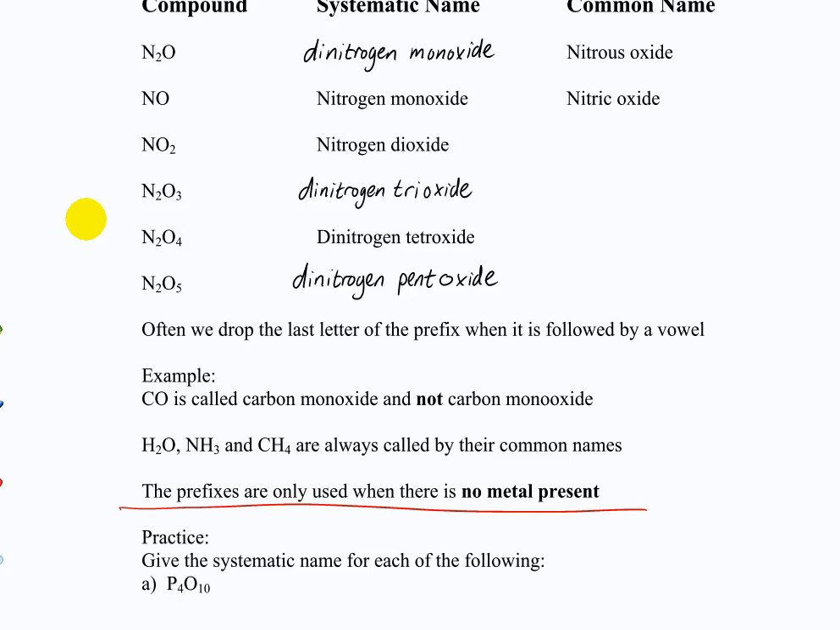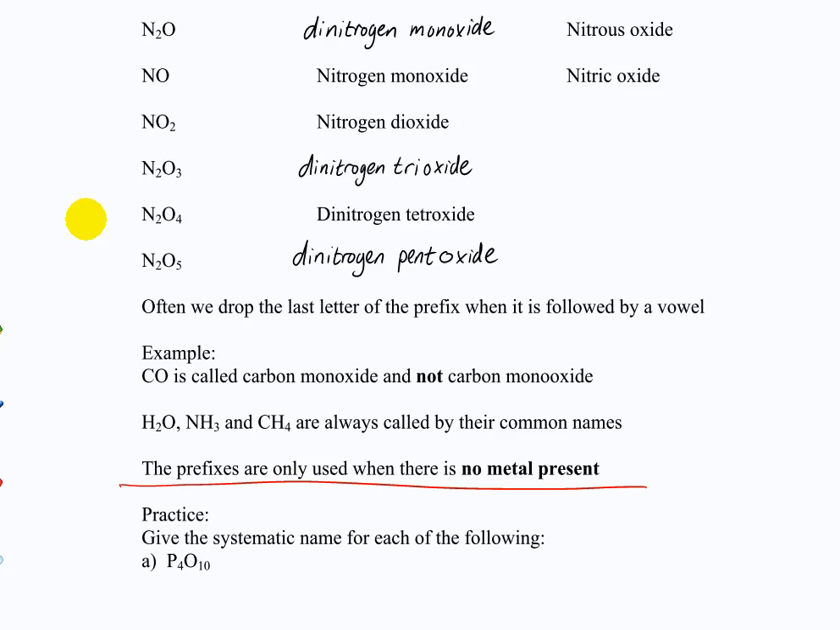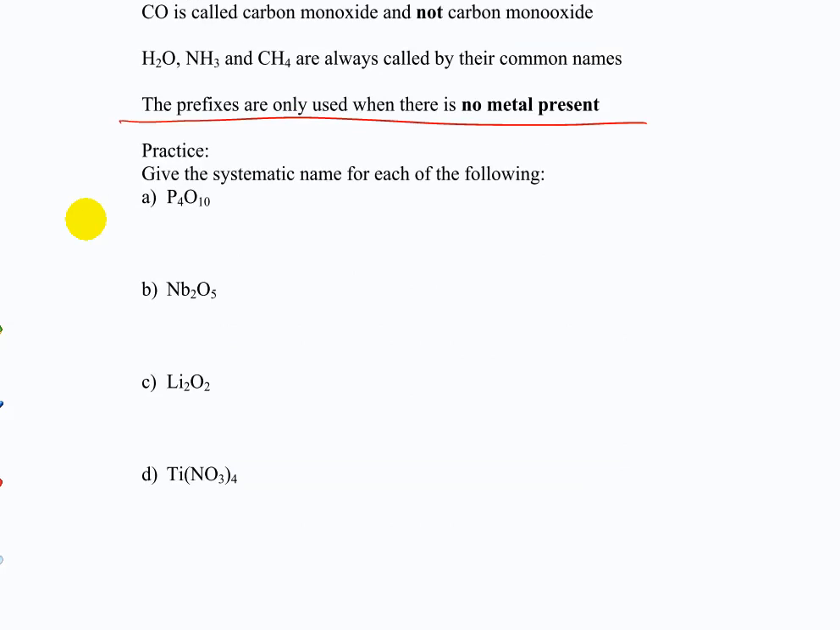So your first, again, let's look at the procedure here. Your first thing is determine whether it's a metal or a non-metal. That tells you whether or not to use these prefixes. If it's a non-metal, then you use these prefixes. So let's practice a little bit. P4O10. Tetraphosphorus decaoxide or decoxide. I think this one's decaoxide, but it doesn't really matter.